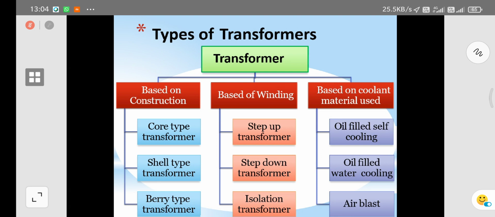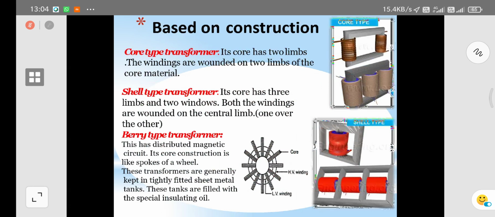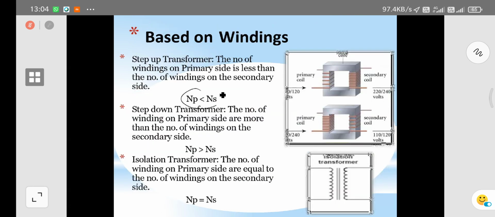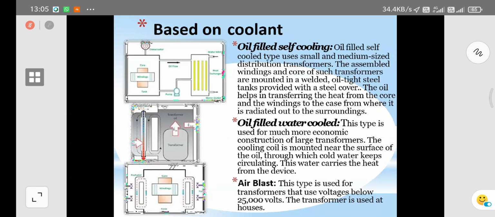So these are the types. Based on the construction, core type, shell type and berry type. Based on the winding, step up, step down and isolation transformer. Based on the coolant material, there is oil filled self cooling, oil filled water cooling, and air blast. Generally, synthetic or askarel oil is used here. Based on windings, like the number of turns on the primary and secondary side, if the number of turns are equal on primary and secondary, it is an isolation transformer. So this is based on the coolant and applications.